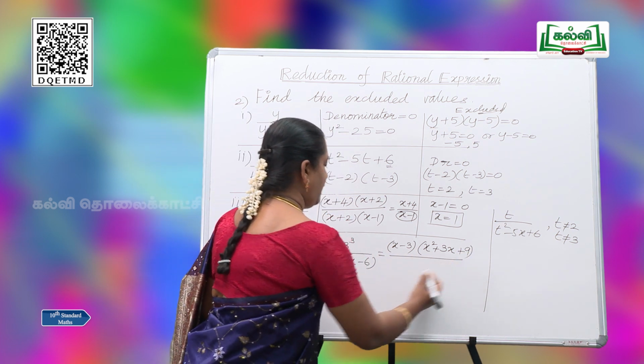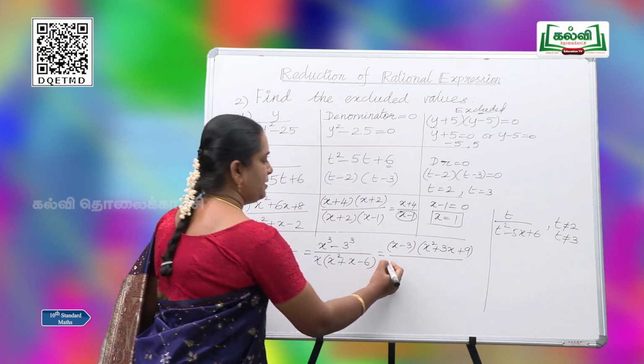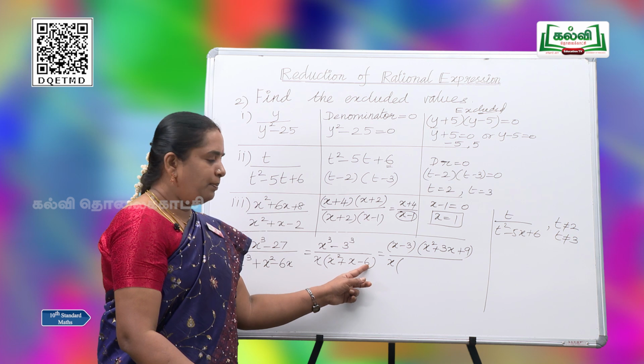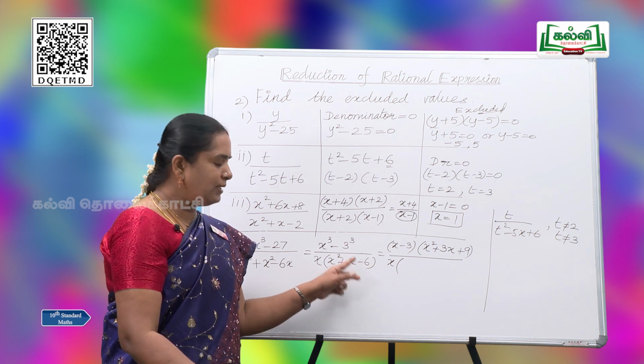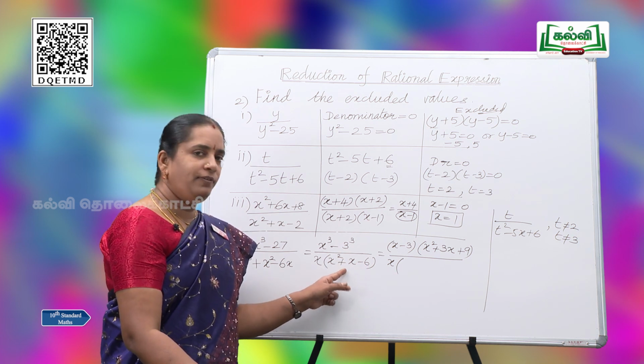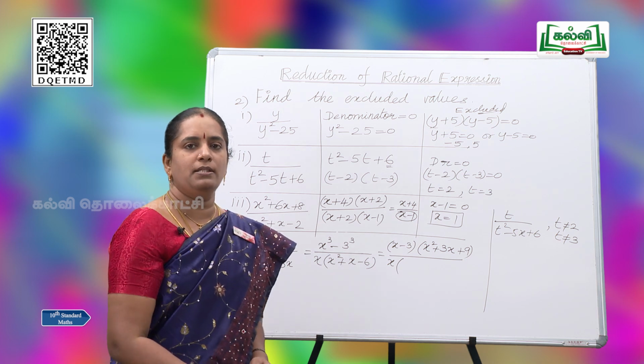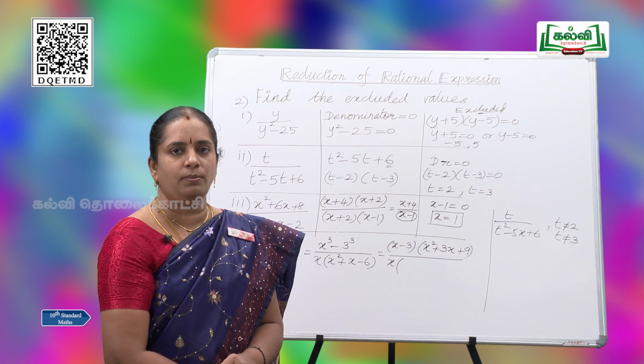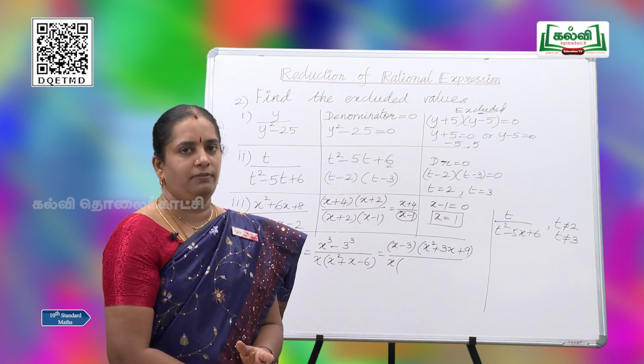In the denominator we have x into, can you factorize this? Yes, the product is 6. Since the product is negative, we say that the difference is 1. So, what are the numbers which give 6 as product and whose difference is 1? 2 and 3, very good.